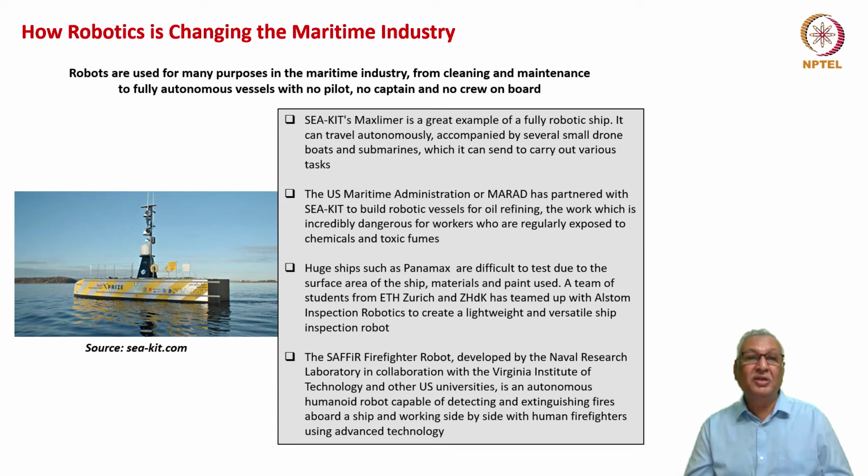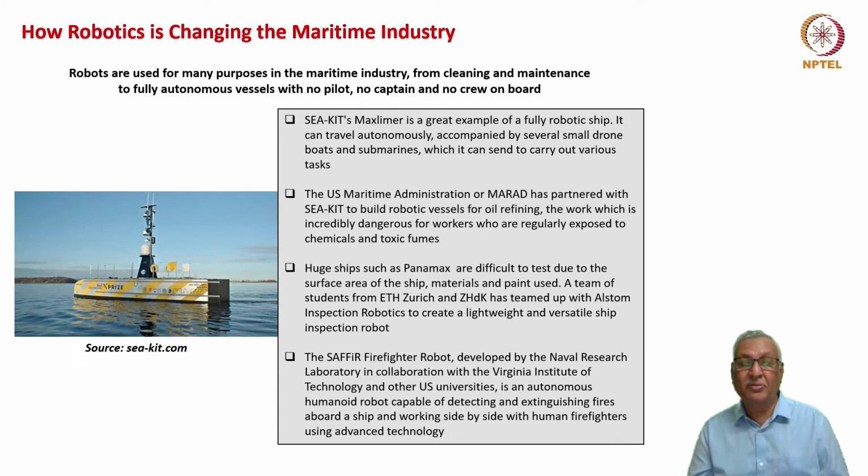Robotics is changing the maritime industry. Robots are now used for many purposes in the maritime industry, from cleaning and maintenance to fully autonomous vessels with no pilot, no captain and no crew on board. SeaKit's Max Limer is a great example of a fully robotic ship. It can travel autonomously, accompanied by several small drone boats and submarines, which it can send to carry out various tasks. SeaKit has been partnered by the US administration to build robotic vessels for oil refining, work which is incredibly dangerous for workers who are regularly exposed to chemicals and toxic fumes.